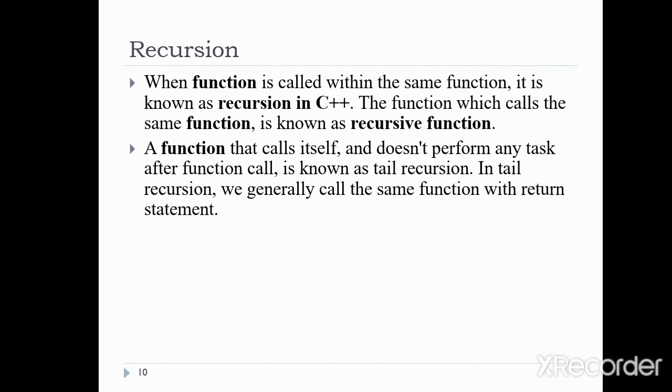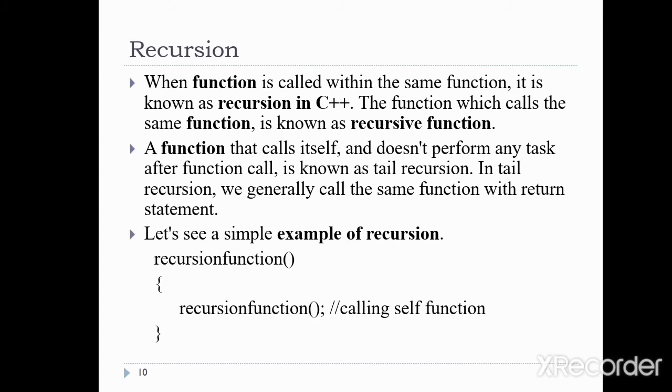A function that calls itself and doesn't perform any task after the function call is known as tail recursion. In tail recursion, we generally call the same function with a return statement. Let's see a simple example of recursion.